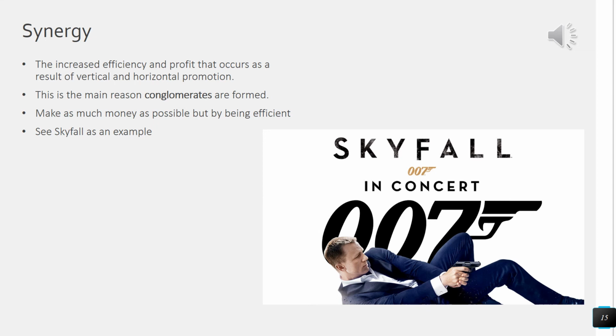If you think about an example, just look at the Skyfall example that we did for horizontal integration, where it's looking at how many different products you can associate with the movie and how you can make money using all of the different subsidiaries. So for example, a concert about Skyfall, an album to do with Skyfall, a computer game to do with Skyfall, the mobile phone from Skyfall, all of that different stuff that you've got going on is helping to achieve synergy.